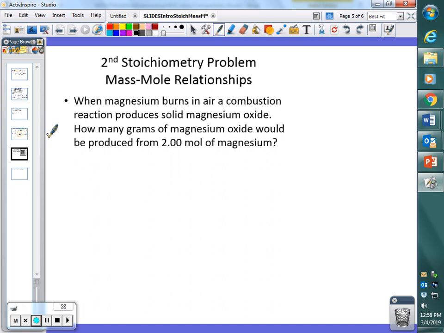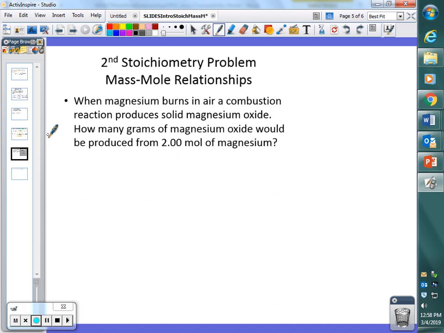All right, so the problem at the top says when magnesium burns in air, a combustion reaction produces solid magnesium oxide. You've seen this happen before. We did it in the lab, with the bright light. We're also going to do it again on Thursday in a little bit more of a controlled reaction. So it says, how many grams of magnesium oxide would be produced from 2 moles of magnesium?